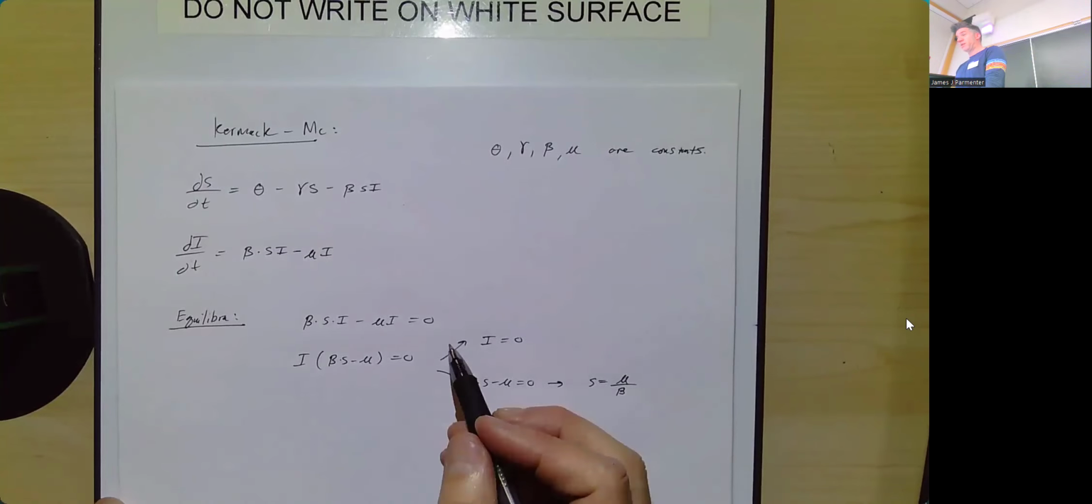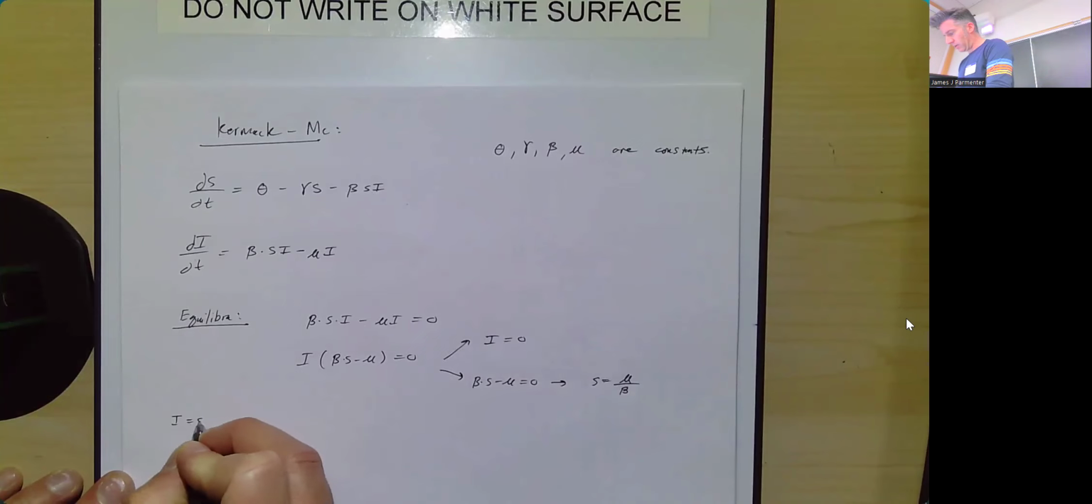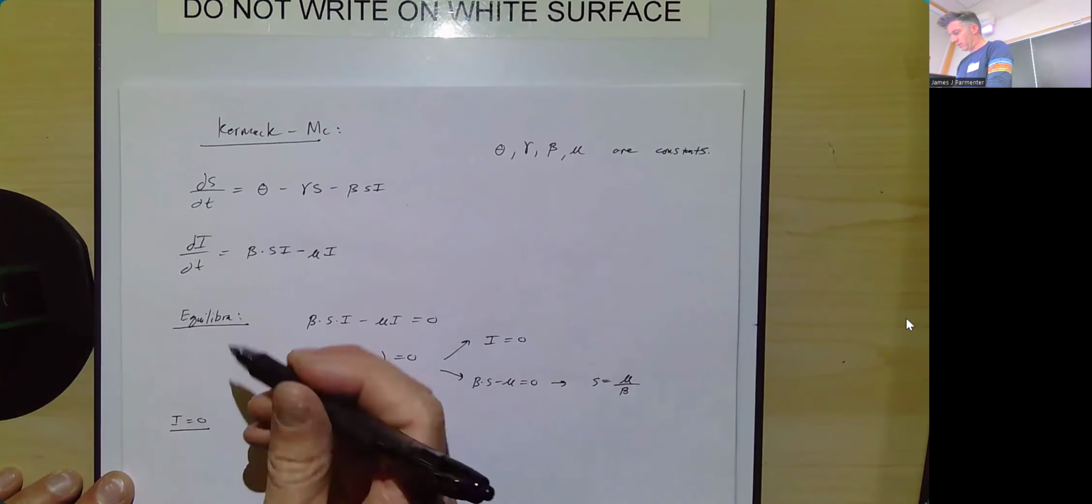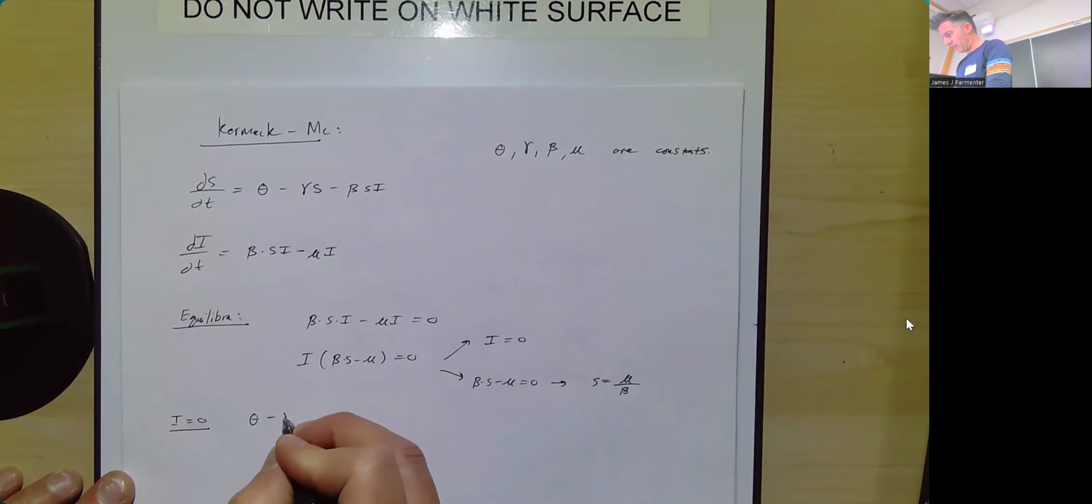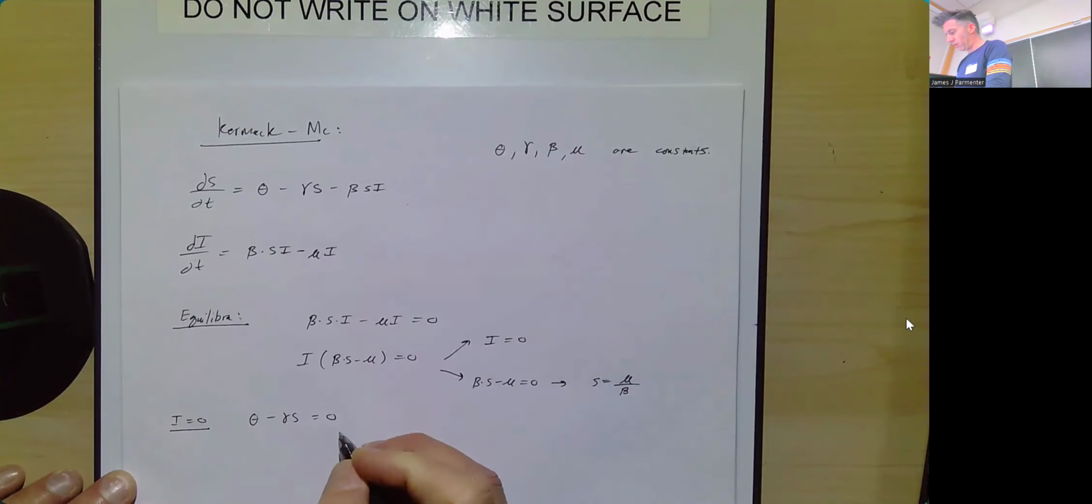So plugging those back into the first equation, if we plug I equal to 0 into the first equation, we get theta minus gamma S minus 0 equal to 0. Solving for S, we're going to get S equal to theta divided by gamma.